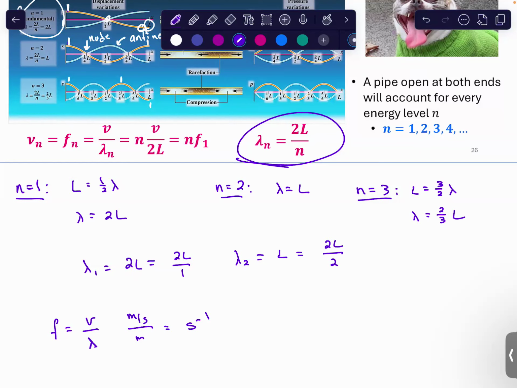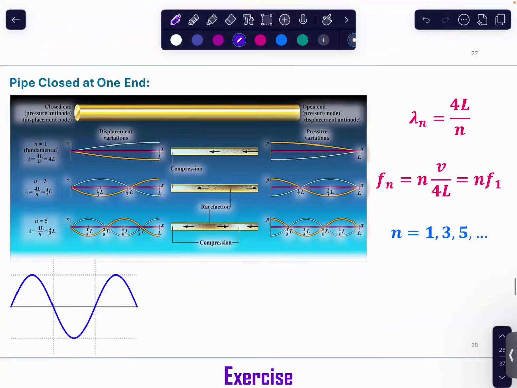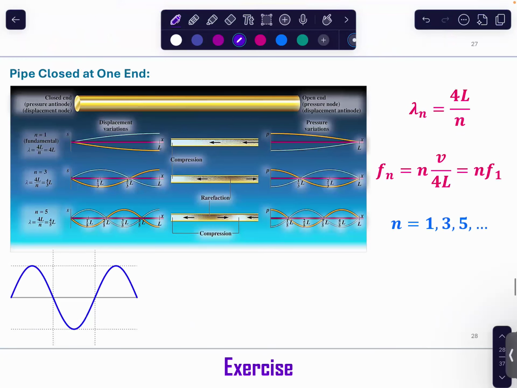Okay, so now this is where it starts to change a little bit, when you have your pipe closed at one end. So, what is a system in the human body that is represented by a pipe closed at one end?